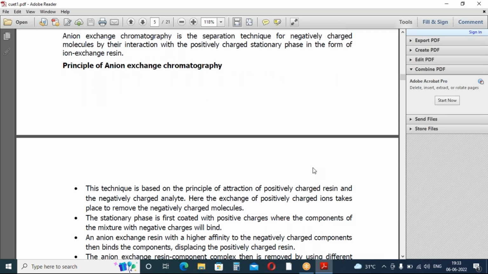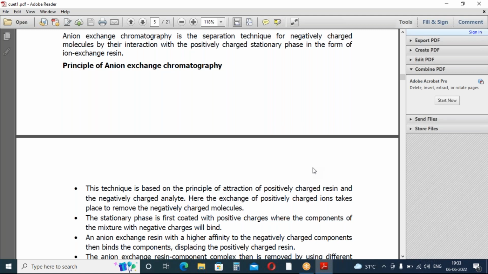That is mainly based on the attraction of positively charged resin. Here, we are using resin. What is the meaning of resin? This also consists of different types of particles, but these are mainly loaded with the charges, and when we are using charges, that is considered as the resin.